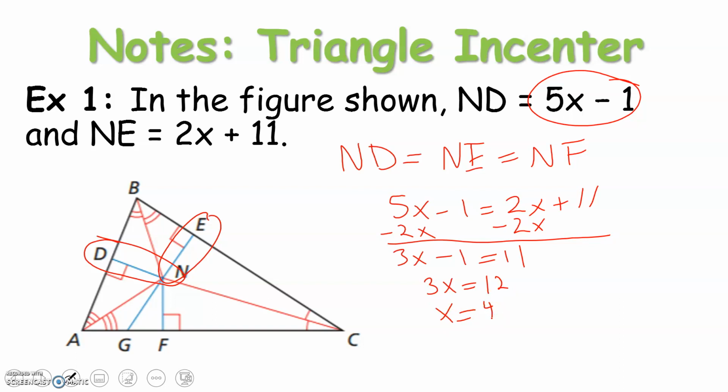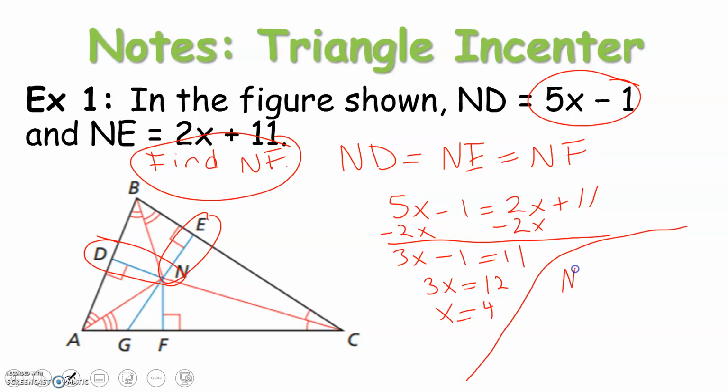And then I'm assuming the problem, because it's cut off, would like us to find in F. Let's just add that to our problem. And we know that in F is equivalent to the others. So in D, which is 5 times x, where x is 4, minus 1, so that's 20 minus 1, is 19. And we know that in D and in F are equivalent, so we know that in F is also 19.